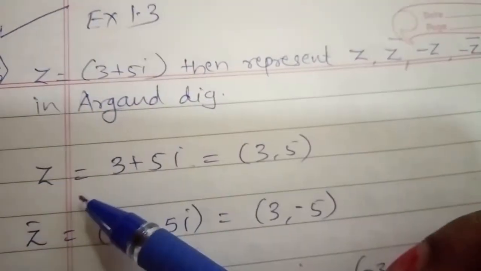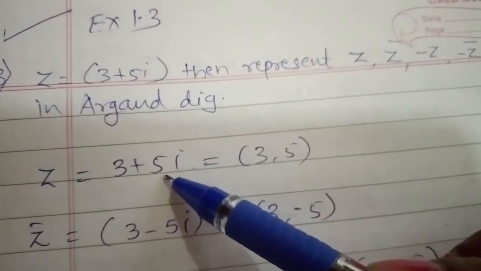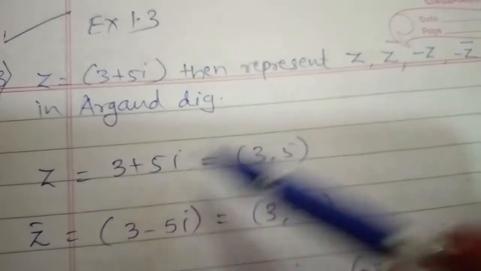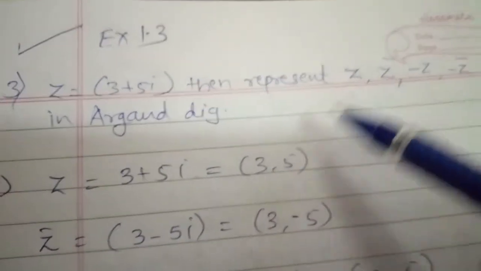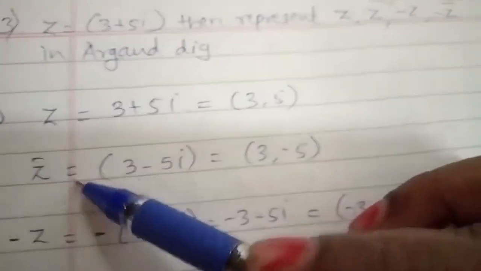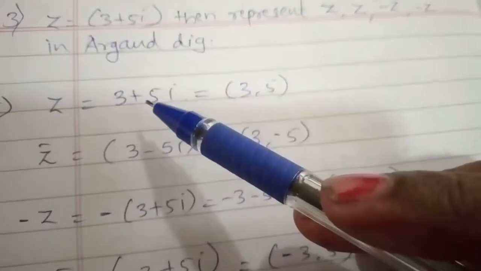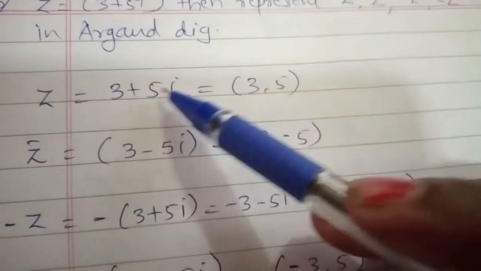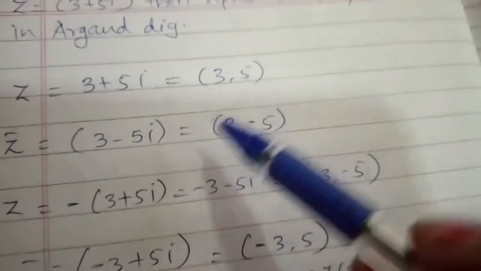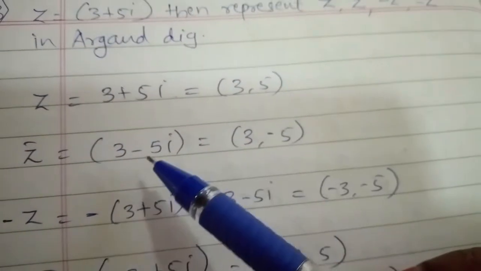So first we are given z, that is 3 plus 5i. We can write its coordinates this way, that is 3 comma 5. After that we have to find the conjugate of z. All of you know that to find the conjugate, we have to change the sign of the imaginary part. So this plus 5 becomes minus 5, and the coordinates are 3 and minus 5.